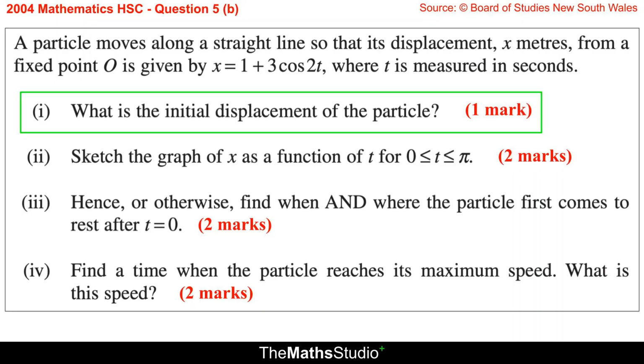Question 5, Part B. A particle moves along a straight line so that its displacement, x meters, from a fixed point O is given by x equals 1 plus 3 cos 2t, where t is measured in seconds. Part 1. What is the initial displacement of the particle?